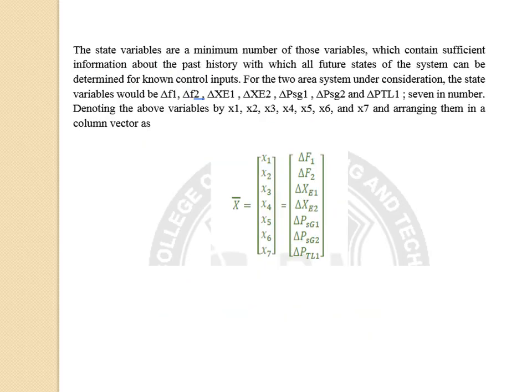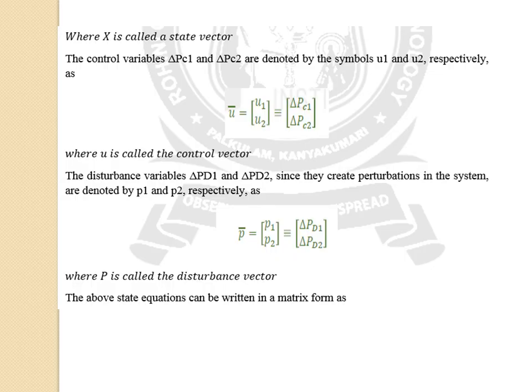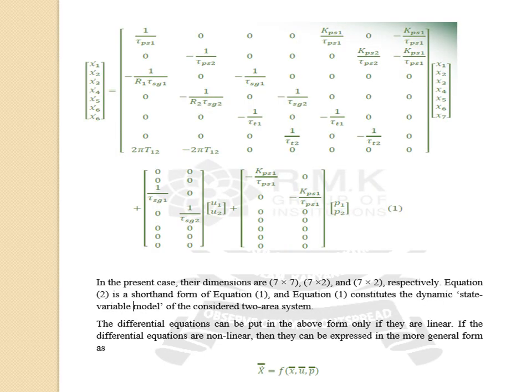Then the state variables are the minimum set of variables which contain sufficient information about the past history, from which the future state of the system can be determined given the control input. The X is called the state vector and U is called the control vector. In the blog, find out the formula.